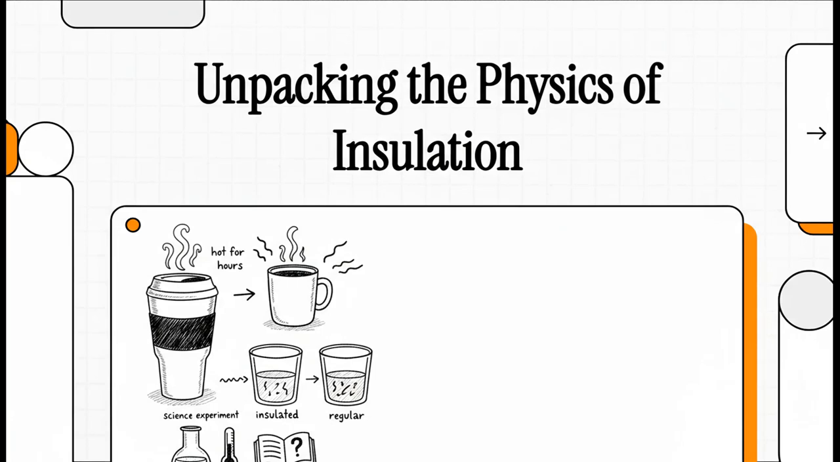Have you ever wondered why your fancy travel mug keeps your coffee steaming hot for ages, while a normal mug gets cold in like 10 minutes? Well, it's all down to one word: insulation. And today, we're going to unpack the physics behind it by breaking down a really cool science experiment. So, let's dive right in and see how it works.